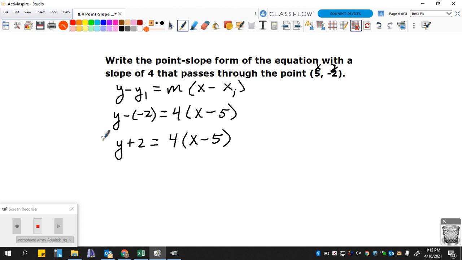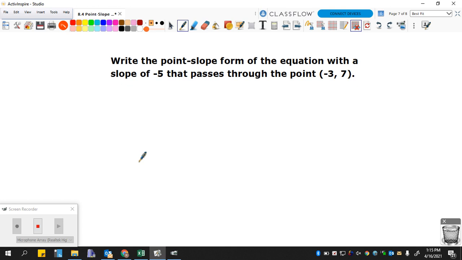Make sure that you always simplify that if you have a double negative. Don't leave it as a double negative. Change it to a positive if you have that. All right. Another example.